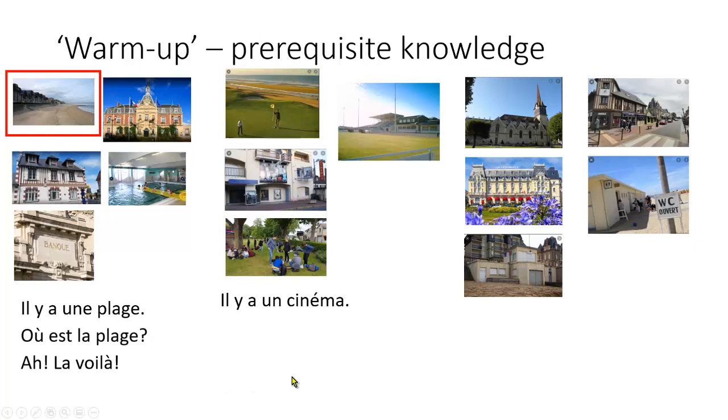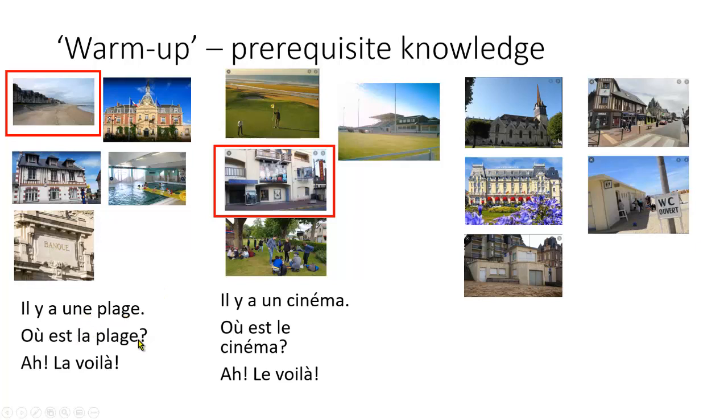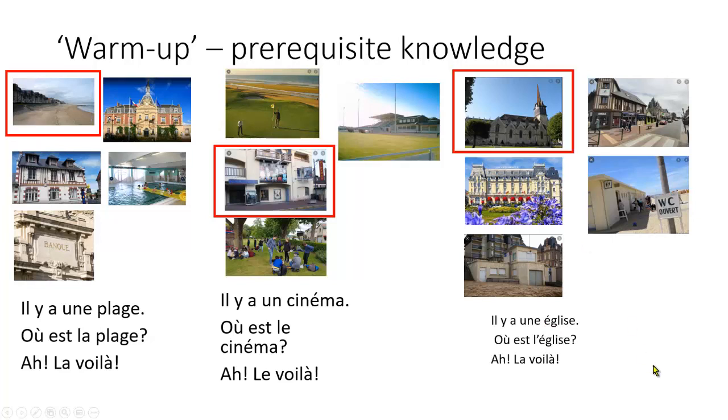Il y a un cinéma. Où est le cinéma? Where is the cinema? Ah, le voilà. So you're getting there. There is a. Where is the? There it is. And then something with a vowel. Il y a une église. Où est l'église? So there's a church. Where is the church? Ah, la voilà. Il y a des magasins. Où sont les magasins? Ah, les voilà.